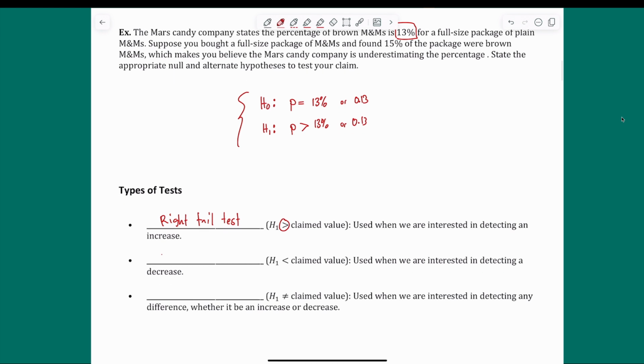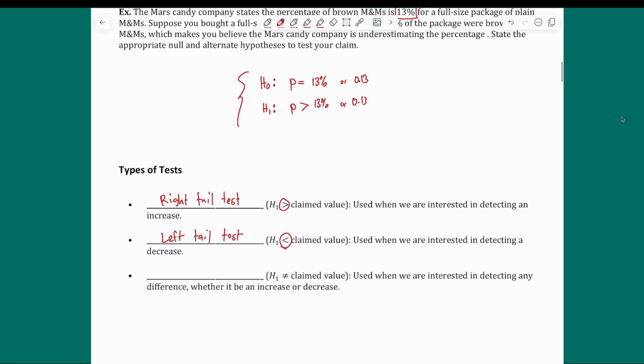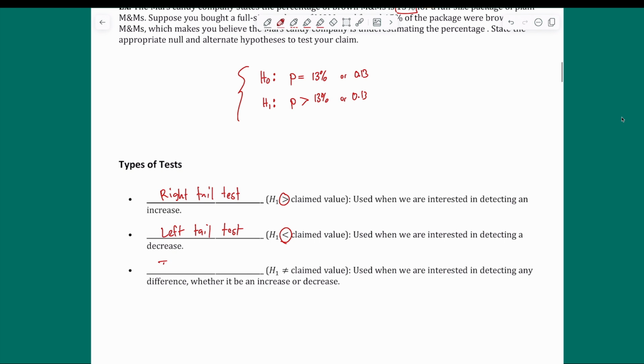And then we have a left tail test. And the alternate hypothesis will involve a less than symbol. You use this when you're interested in detecting a decrease. And then a two-tail test. And that will involve a not equal symbol in the alternate hypothesis. And this is used when we're trying to detect any difference, whether it be an increase or a decrease.